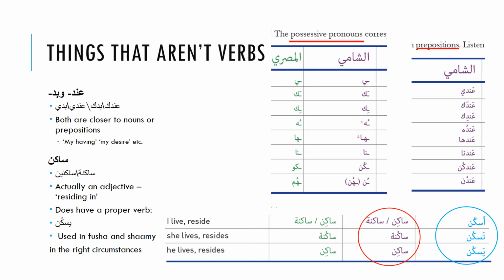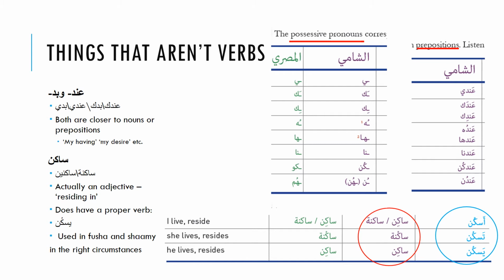The biggest of these is the word like andi, andek, and bid, biddek, biddi. Neither of these is really a verb. They're more like a noun or a preposition. And for that reason, they take what the book calls the possessive pronouns. So it's almost like saying, my desire, or his desire, biddo, his desire, or my having of a car or something, andi. It's more like that than it is like a verb. We translate them in English as I have, I want, but in Arabic they're not verbs and they do not act like verbs, all right? You need to know that or else you'll get very, very confused.